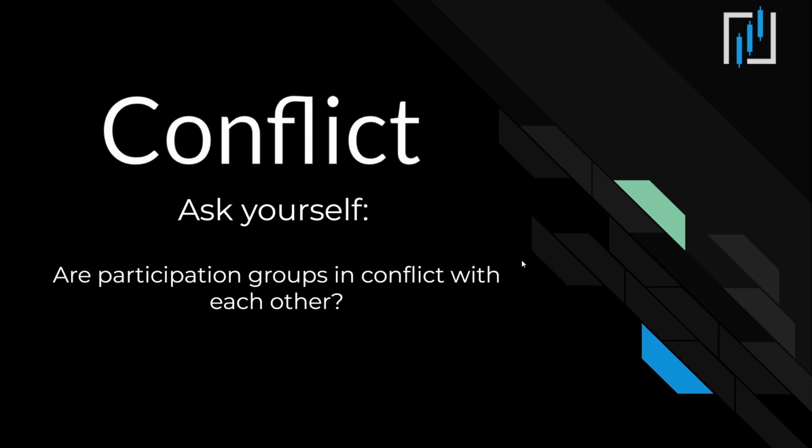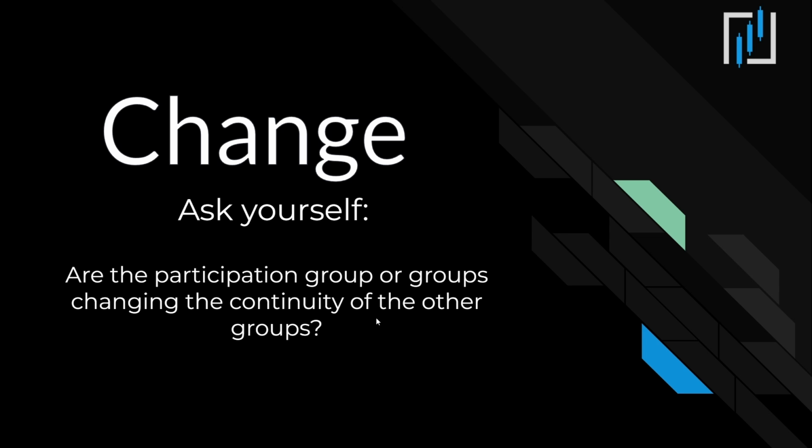The third C is conflict. Ask yourself, are participation groups in conflict with each other? And then the last one is change. Are the participation group or groups changing the continuity of the other groups?